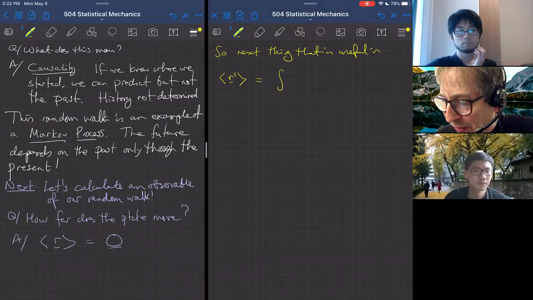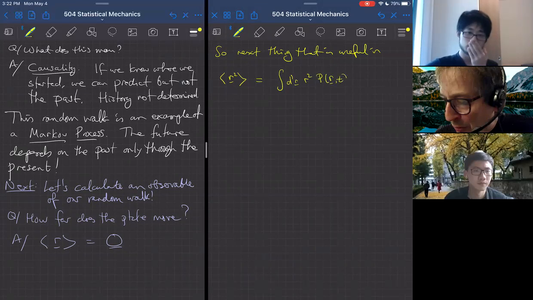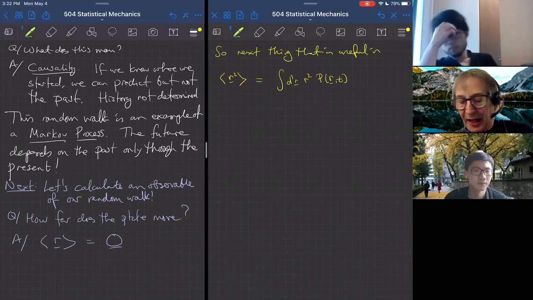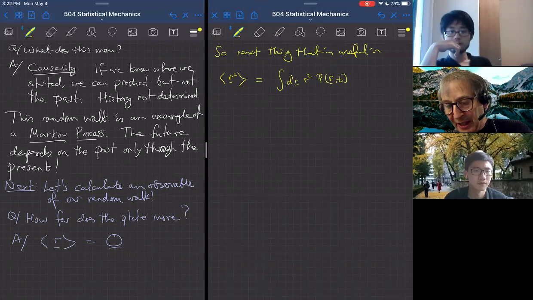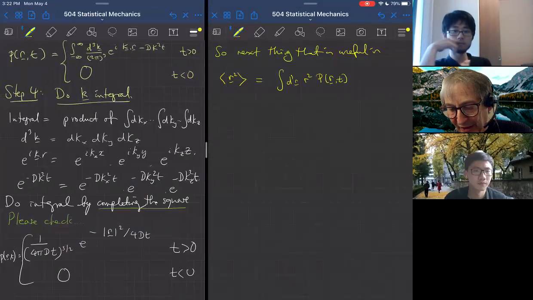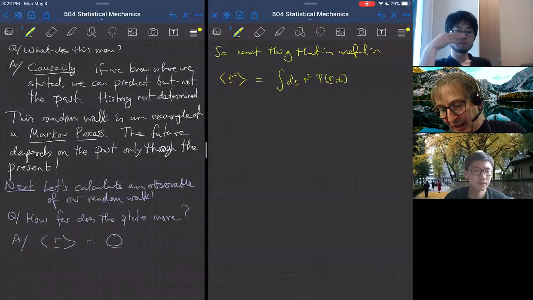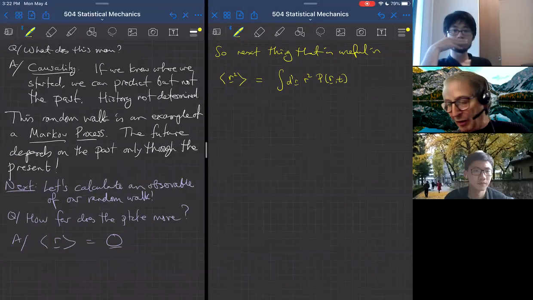So what is this thing? Well, this is the integral of d3r, r squared times p of r, and we want to know this as a function of time. So we can just plug in our formula for p of r and t, just plug this in and do the integral. I don't like integrating by parts. I like doing integrals by tricks. So let's do this by a trick.